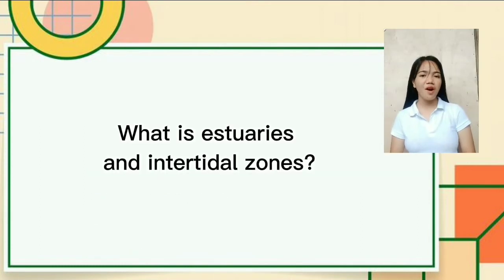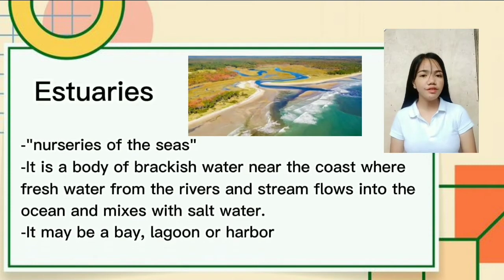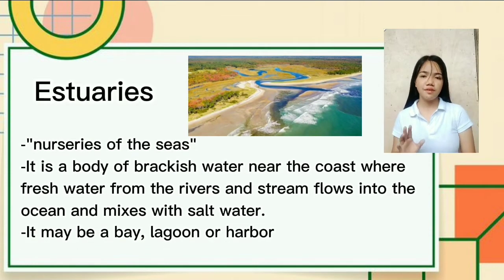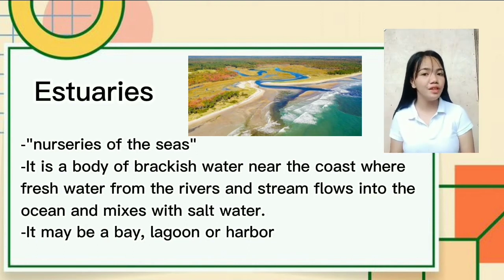What is estuaries and intertidal zones? Estuaries, nurseries of the seas. It is a body of brackish water near the coast where fresh waters from rivers and streams flows into the oceans and mixes with salt water. It may be a bay, lagoon, or harbor.